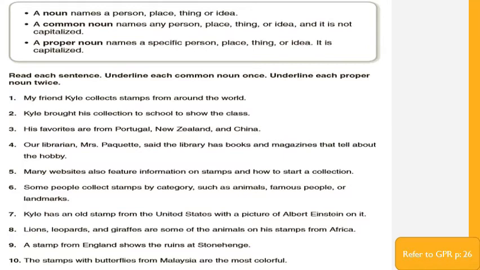For example, number one: my friend Kyle collects stamps from around the world. My friend Kyle. Friend is a common noun. Kyle here is specified as a proper noun. Collects stamps. Stamps is a name, but it's not a specified name, so it's a common noun. From around the world. World is a noun also. It's not specified, so I consider it a common noun.